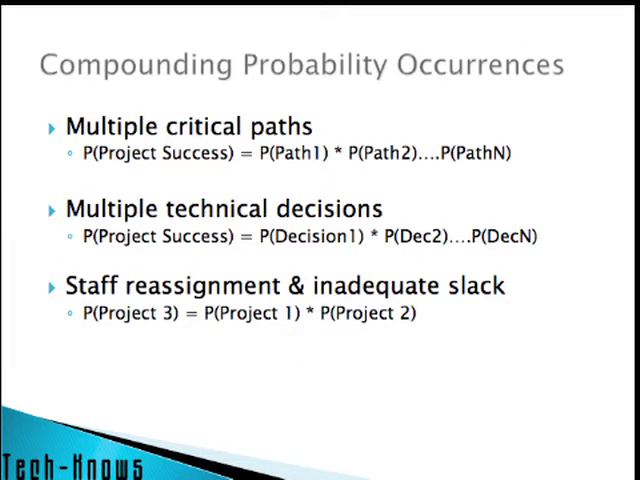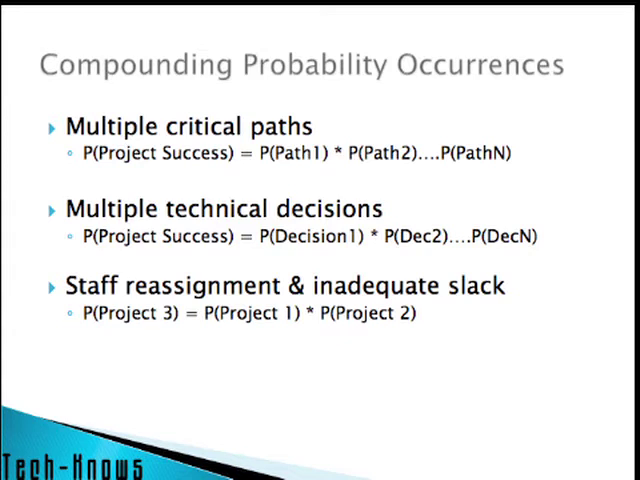So this compounding probability can occur in a few places. Critical path, of course, which I just mentioned. Your probability of project success is basically the multiplication of your success through any given path, assuming that they're independent variables, and of course they're not. They're usually conditional probabilities, so your actual number will be a little bit different, but the concept holds.